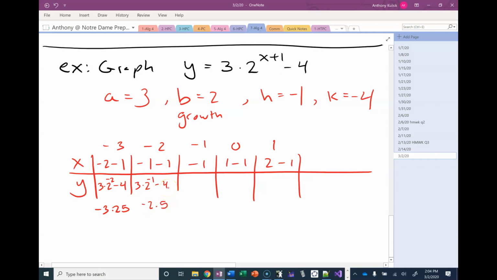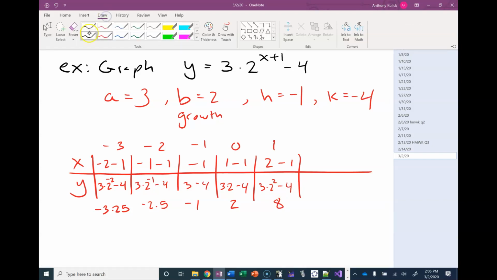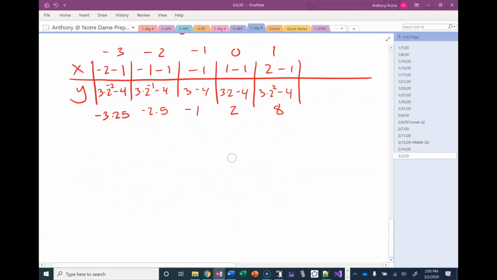They give me -2.5. It's -1. It's going to give me 2. And then the last one gives me 8. Again, if you didn't want to do those in your head, you just type them in the calculator just like I showed you a moment ago.